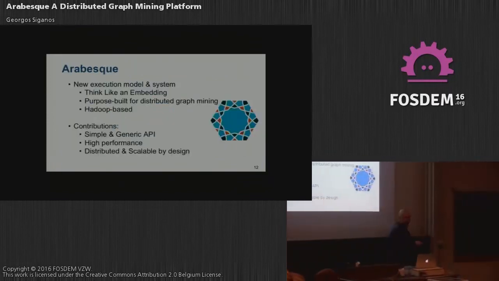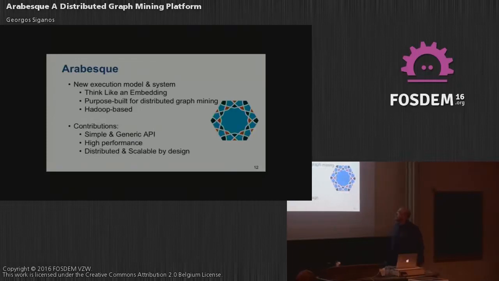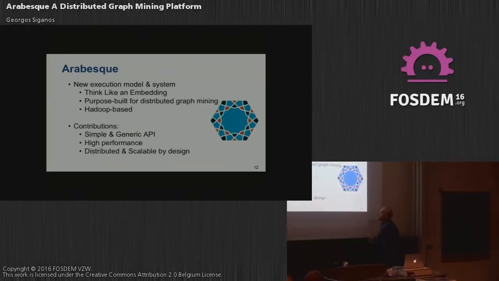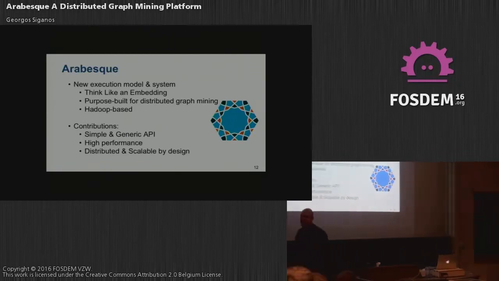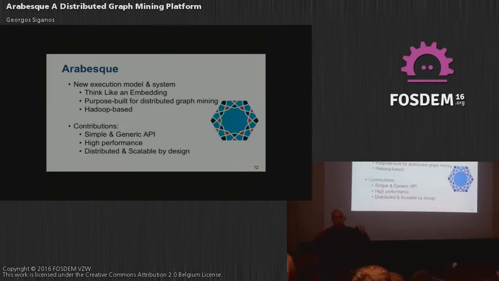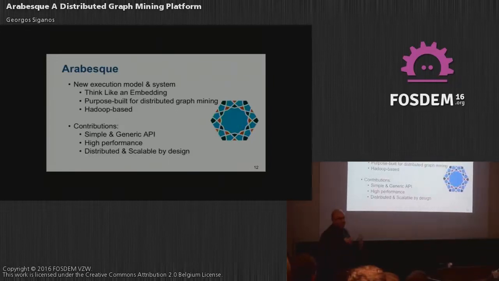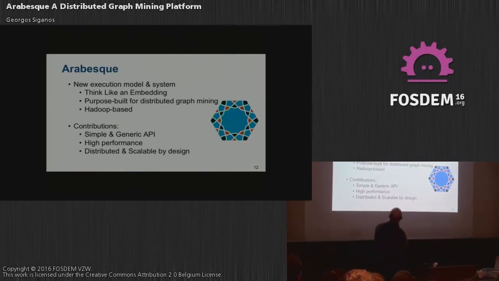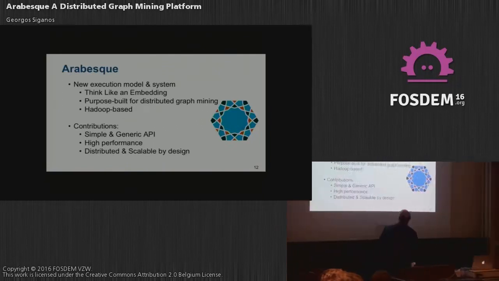So of course, what is the answer? It's Arabesque, as you can guess. We propose a new execution model and an accompanying system to be able to solve this kind of problem. In a sense, we say we want to think like an embedding. This is the unit that we are going to work with, and the programmer, this is the unit that has to think in order to code an algorithm. It's purpose-built for distributed graph mining.